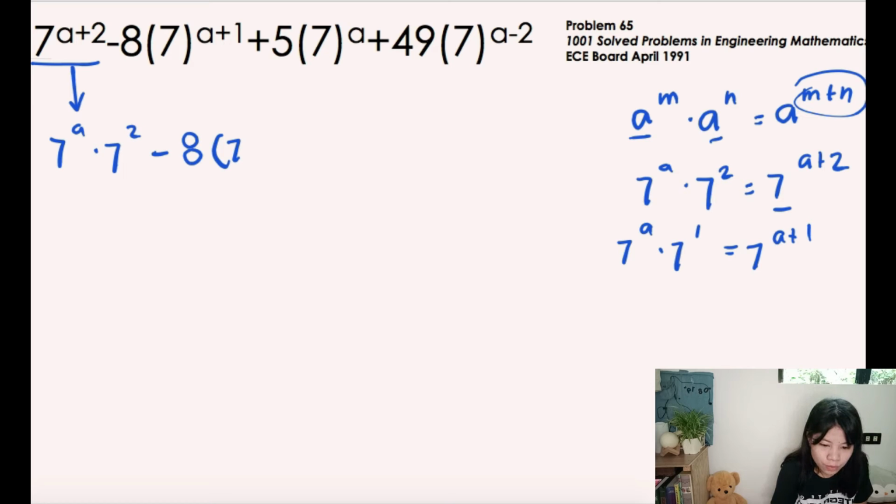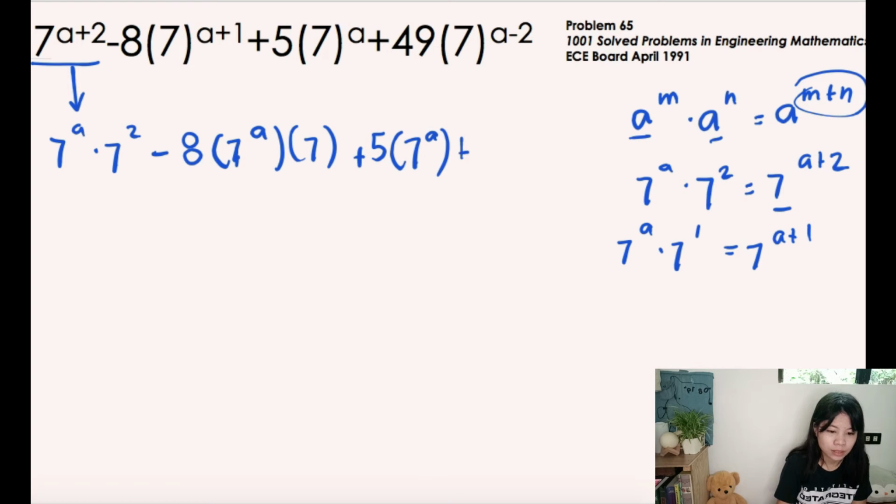So, let's have 7 raised to a times 7 raised to 1 or 7 na lang. Plus 5 times 7 raised to a plus 49. Okay? So, meron tayong 49. Alam naman natin that 49 is also equal to 7 squared. 49 is equal to 7 squared. So, 7 squared times 7 raised to a minus 2.